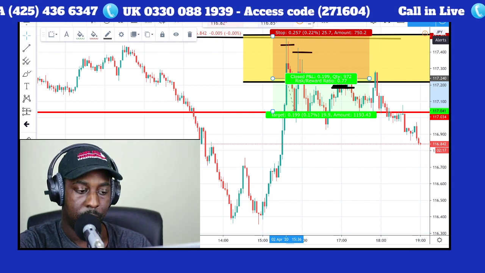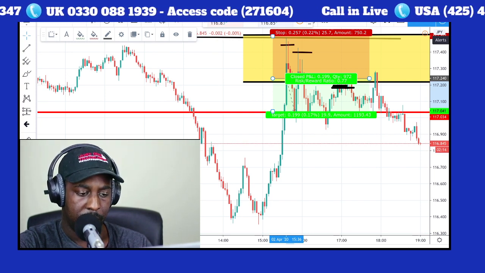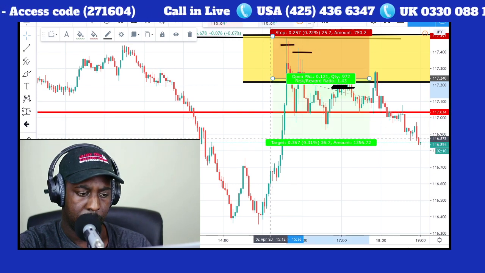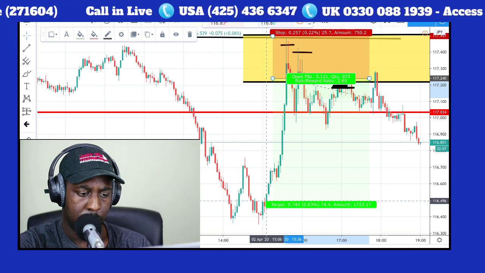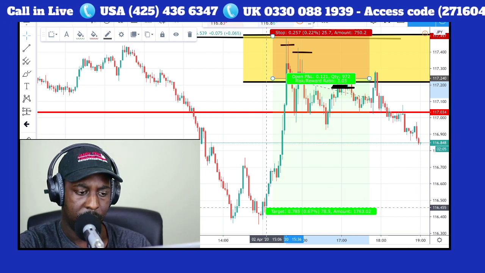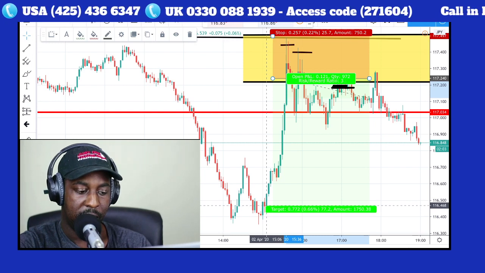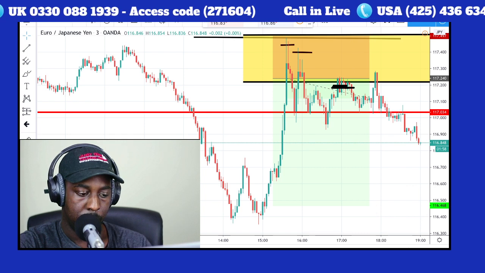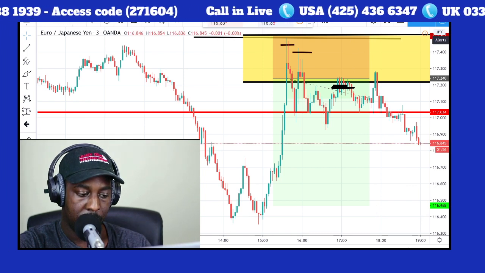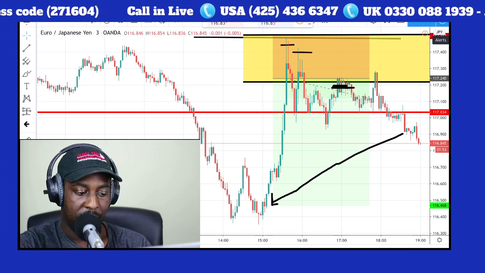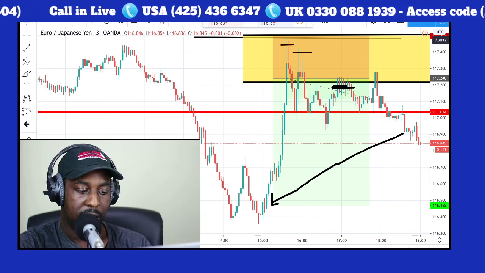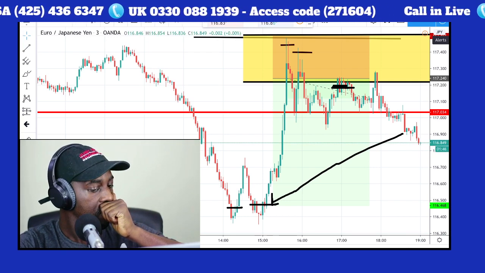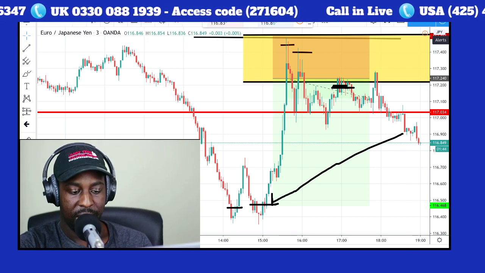Okay. So let's see. So we've hit the number. 3 is right here. And price obviously hit there the first time. Price obviously hit there the second time. Will price hit here a third time?